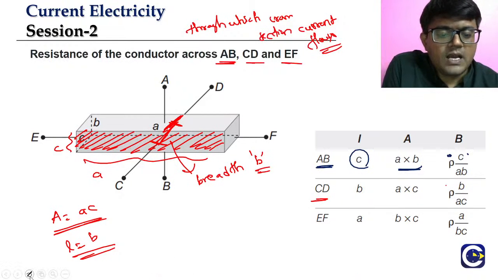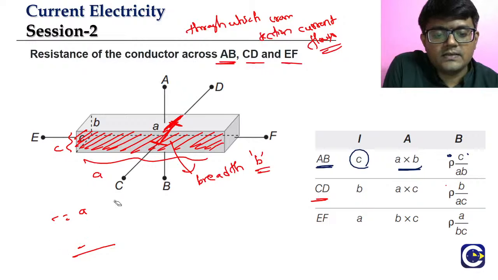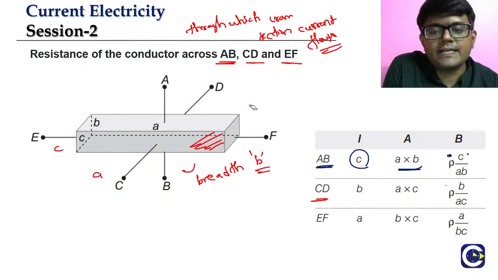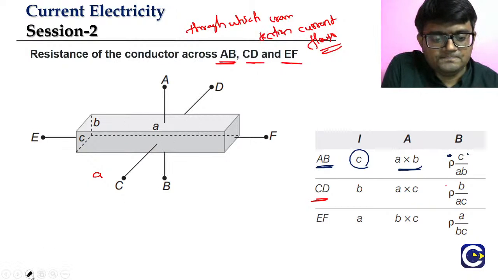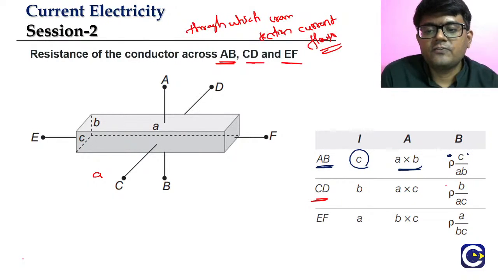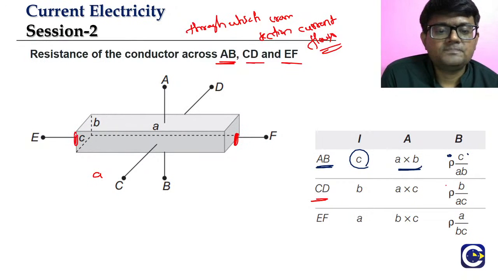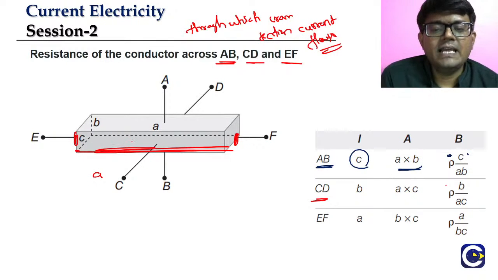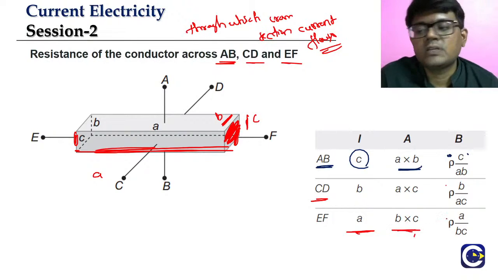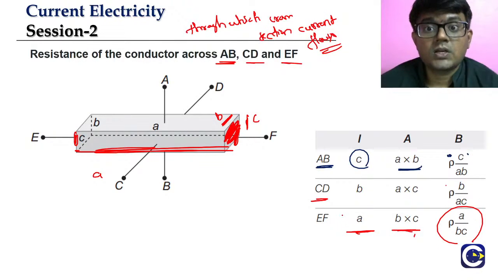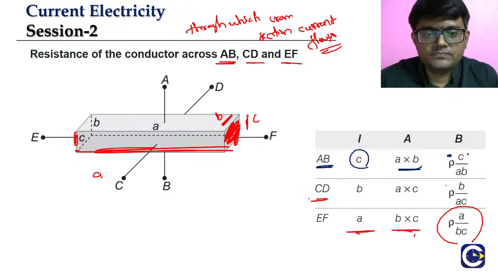After that, we look at the other path for the flow of current, the last one, the path EF. In the path EF, the length of the conductor is A. The area of cross section is B into C. So the resistance will be equal to rho into A by BC.